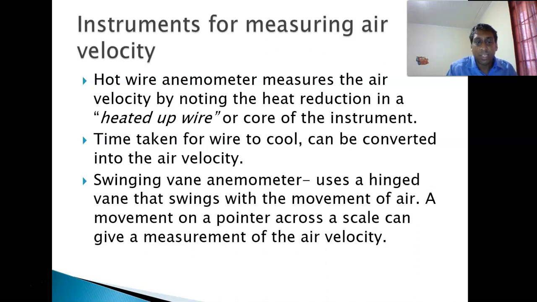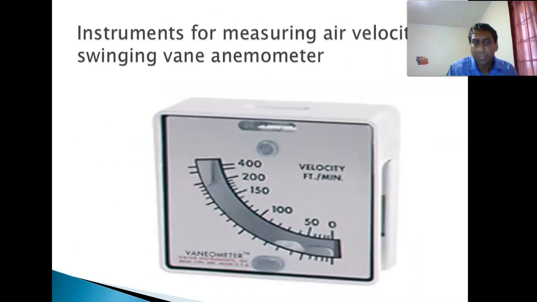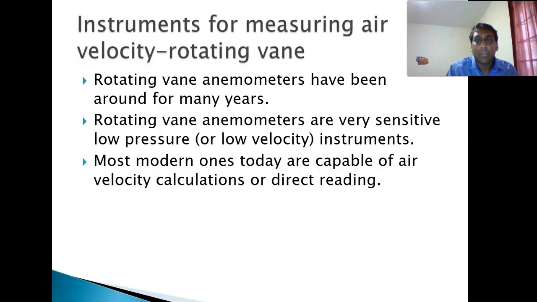So instruments measuring velocity, rotating vane. Rotating vane anemometers have been around for many years. Rotating vane anemometers are very sensitive low pressure or low velocity instruments. Most modern ones today are capable of air velocity calculations or direct reading. So pretty straightforward here. And just to end this here, we have an extract of the COSHH regulation.